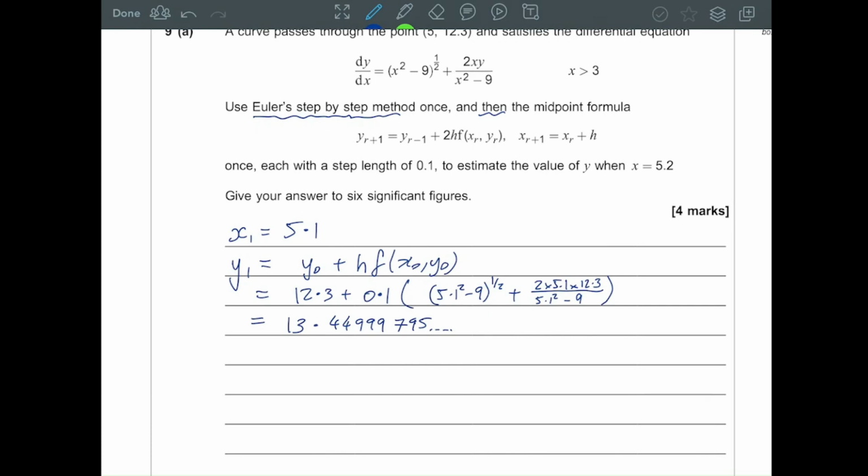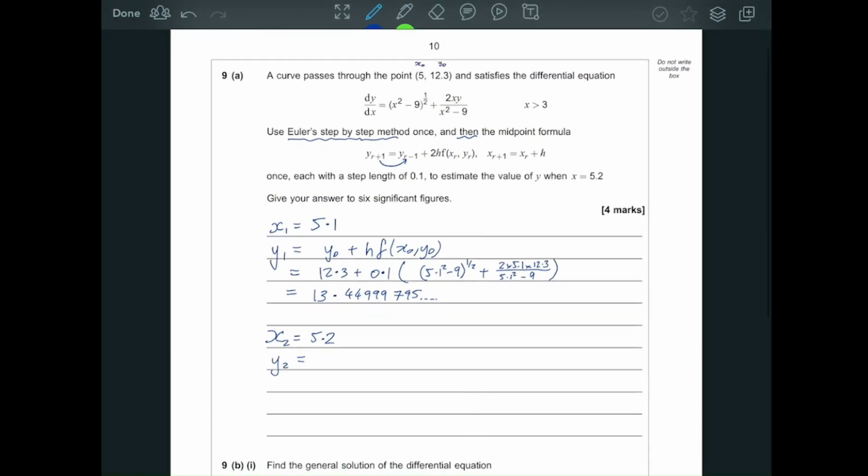So our midpoint formula is giving us the next values. So it's going to tell me that x2 is the next step up, 5.2. y2 is, well, y0. I've taken 2 steps down. You'll notice that that coefficient is a 2-step difference. y0, which was 12.3, plus 2 lots of h, with f evaluated at the previous term. So that's at the 5.1.